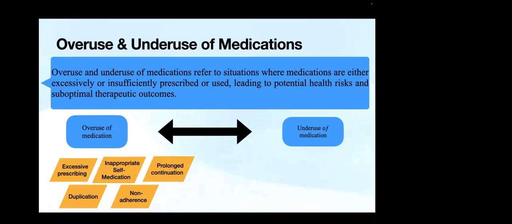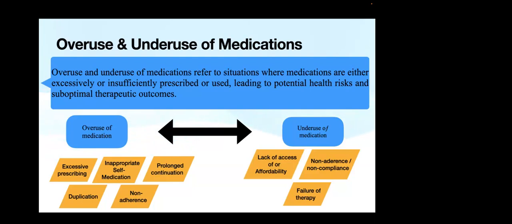On the other hand, we have underuse of medication. That also leads to the failure of therapy. We cannot achieve the optimal therapeutic goal because of the lower dose. So that is the one thing. Second, again, non-adherence happens, and non-compliance, we can say. Patients may not adhere to their prescribed medication regimen, either intentionally or unintentionally, by skipping doses, not taking medication as directed, or prematurely discontinuing therapy. That is underuse of medication.